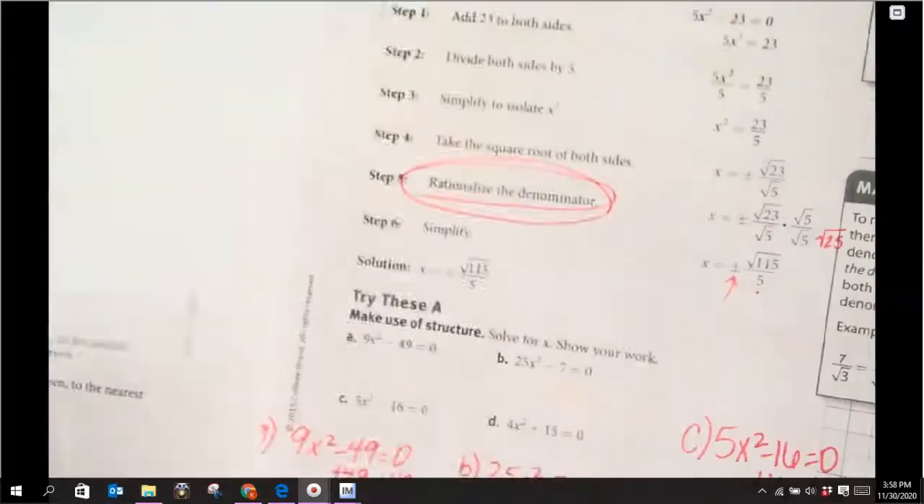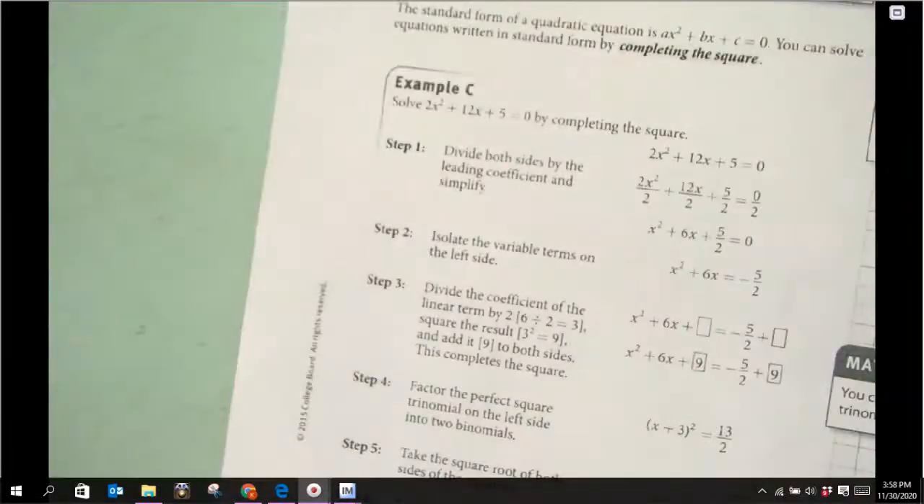And then you're going to be on page 139 today.